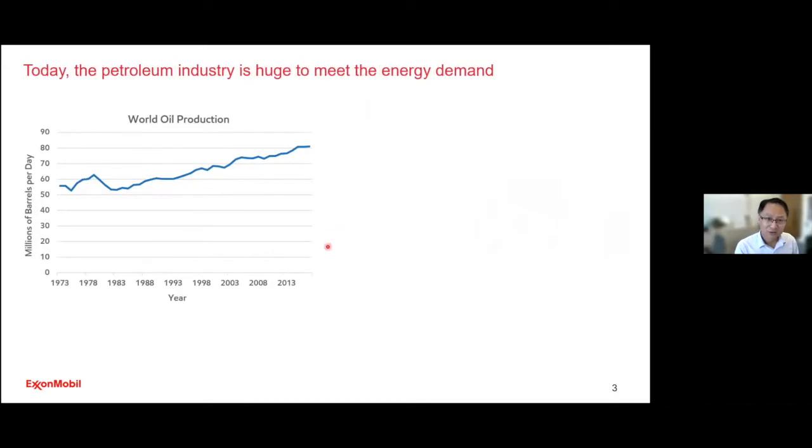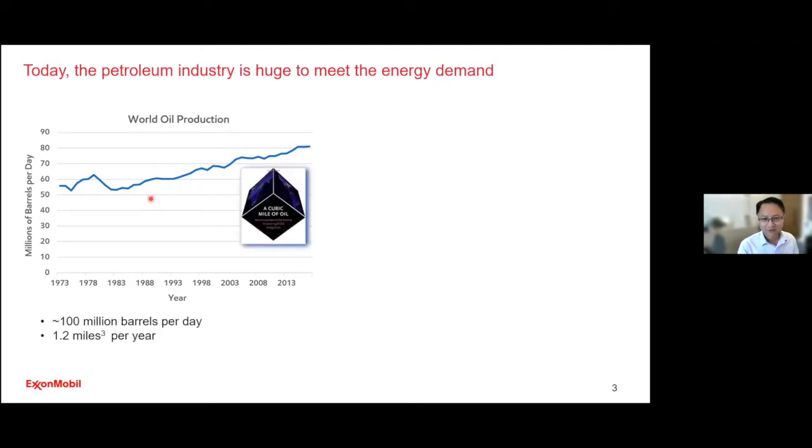So today, the world oil production is really a huge number. If you're not familiar, you can find it online. Today it's about 100 million barrels per day. The barrel is the older unit, the same as for a wine container.